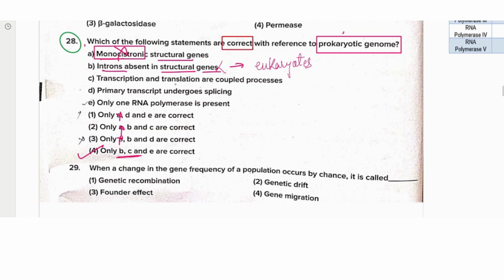Achha, sorry, they are asking for absent, so that is okay. If they are saying absent, that is why it is correct. Primary transcript undergoes splicing. If it is not having introns, it is not going for splicing, so it would be incorrect. Transcription and translation are coupled processes, and only one RNA polymerase is present, that is absolutely correct. So E should be correct, as well as B and C. B, C, E would be the answer.